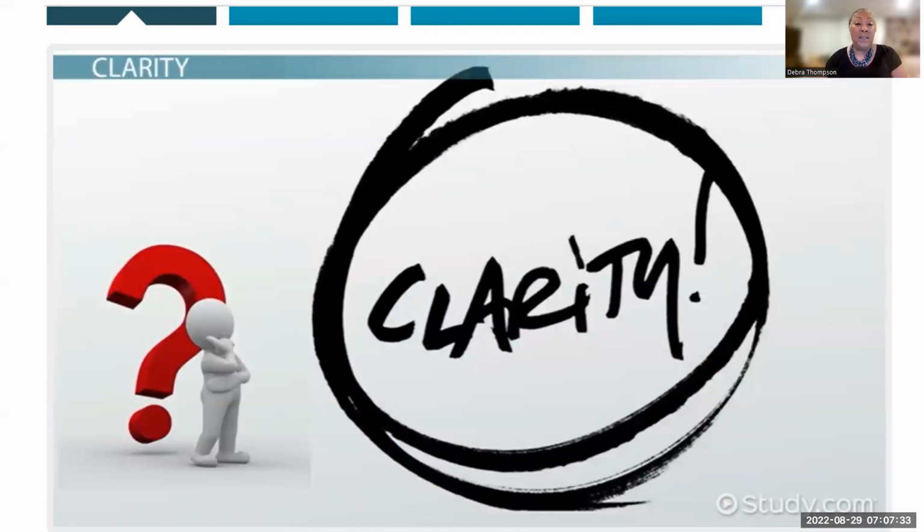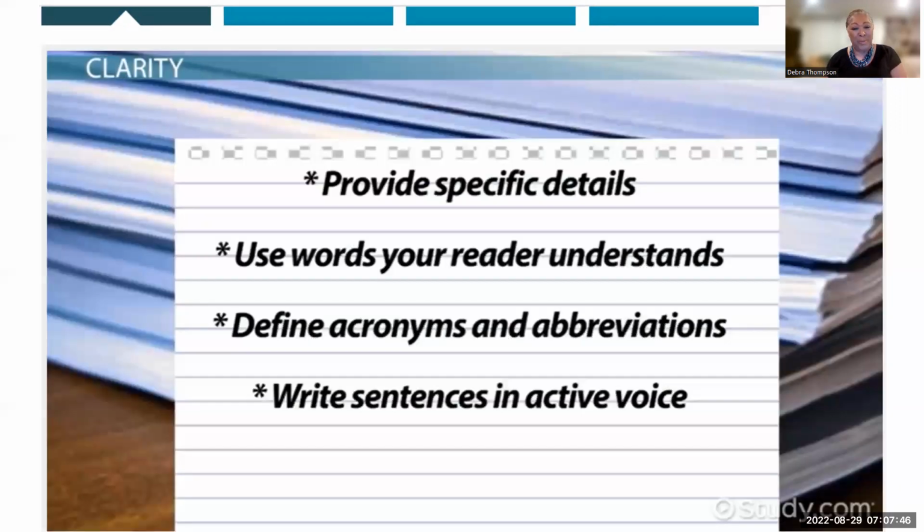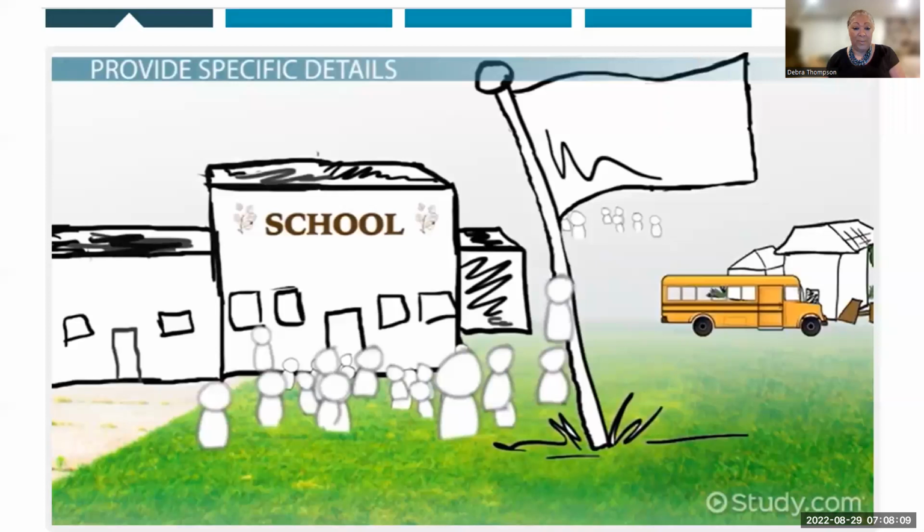Those directions lack clarity. They do not tell you specifically what to do, nor how to do it. It doesn't explain certainly why to do it. So good directions, very clear technical writing, provides specific details. In that writing, you use words that your reader understands. You define acronyms and abbreviations, and you write sentences in active voice.